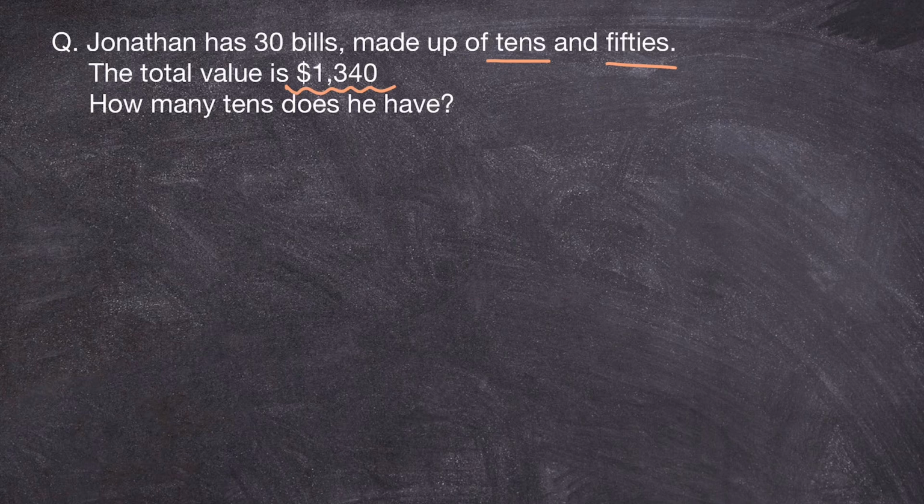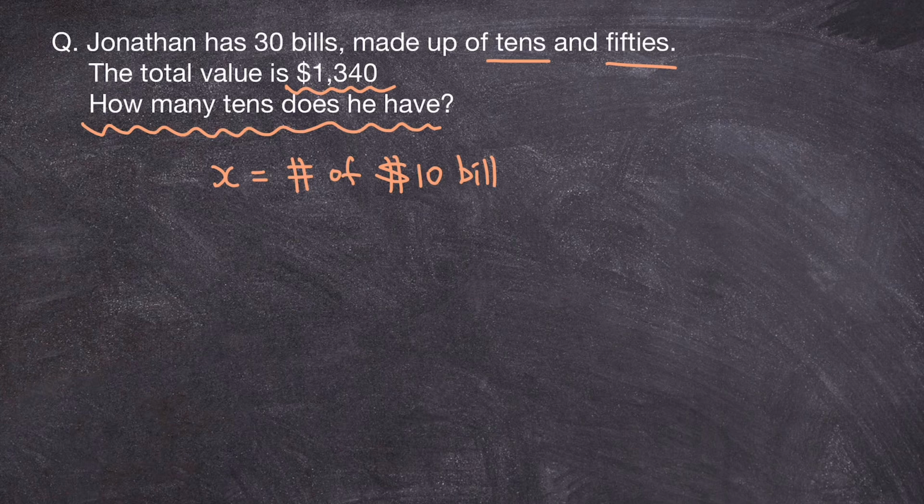So, what is the unknown value that we want to find out? It is the number of $10 bills that Jonathan has. So, that's what I'm going to set x equal to. x will equal the number of $10 bills that Jonathan has. So that's going to be our x. And with this x, we're going to set up an equation to solve for this unknown variable of x.